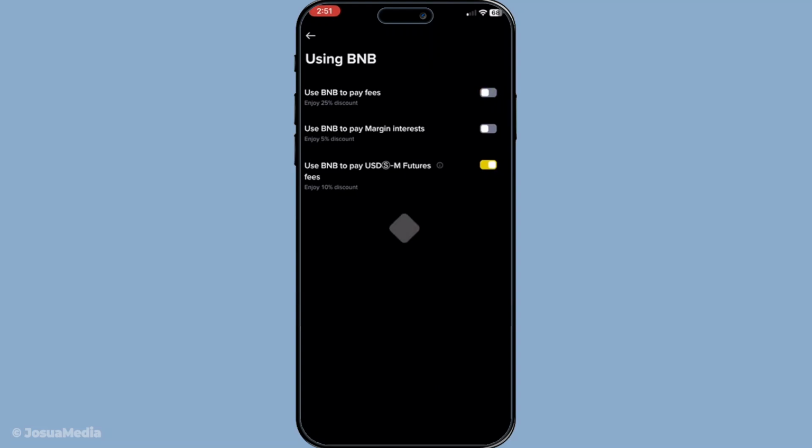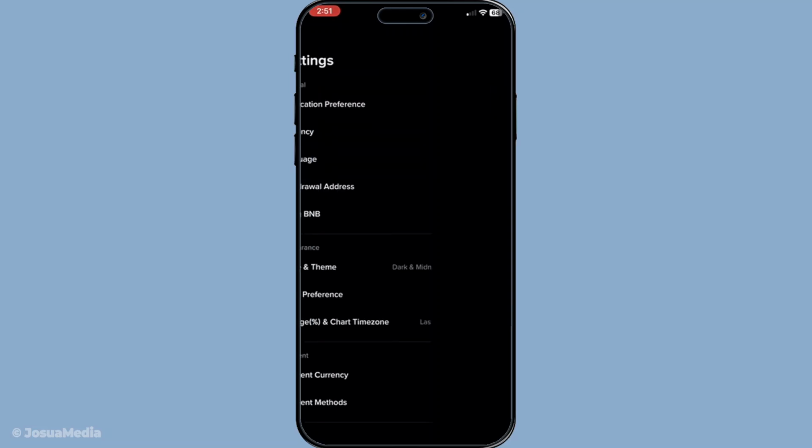By having this enabled, you'll be using Binance Coin or BNB to pay for your transaction fees, which can provide a significant discount, often around 25%. This is a substantial saving, particularly useful for active traders who want to keep costs down over time.